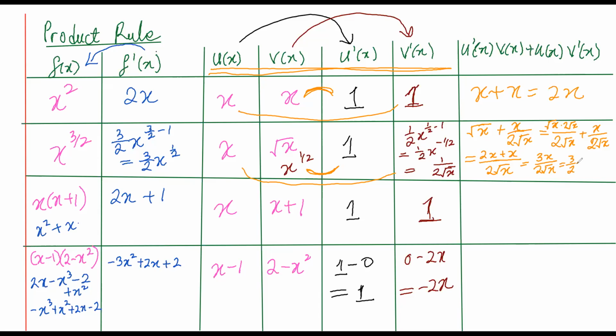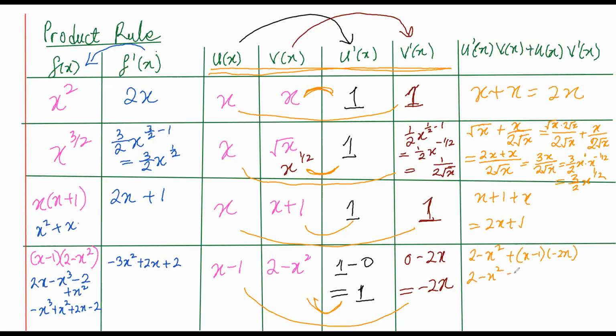So I have 3 over 2, then x times x to power negative half. Can you see that? And this is x to power 1. So that gives me 3 over 2 x to power half itself. This times this again, x plus 1, then plus x, and that gives me 2x plus 1. And the last but not the least, this multiplies this and this multiplies that. So I have 2 minus x squared. Then I have that 2x minus 1 multiplying negative 2x. So 2 minus x squared minus 2x squared plus 2x. So you can see this gives me negative 3x squared plus 2x plus 2.